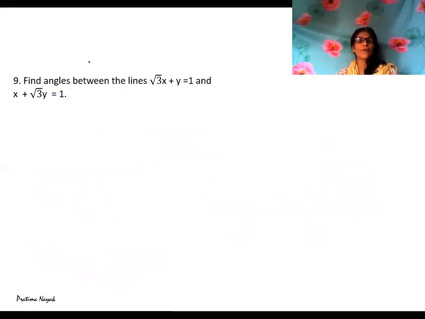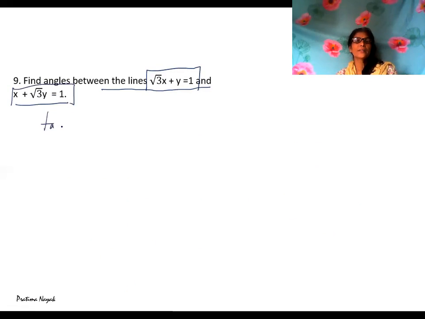Question number 9. Find the angle between the lines √3x plus y is equal to 1, x plus √3y is equal to 1. Find the angle between them. So let us recall the fact: tan alpha is equal to m2 minus m1 by 1 plus m1 into m2.